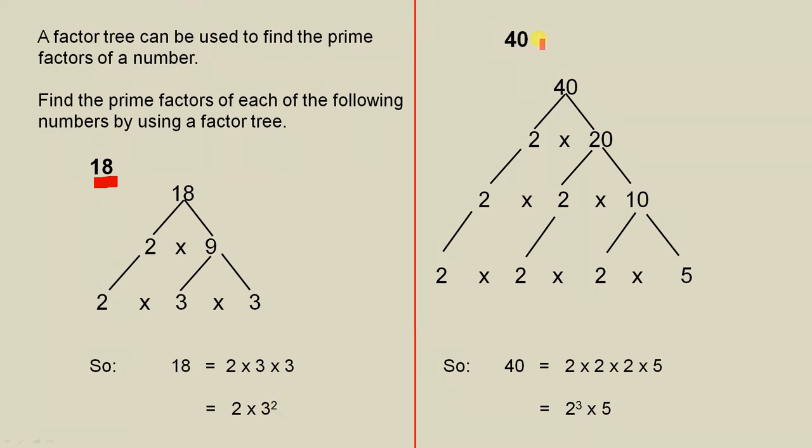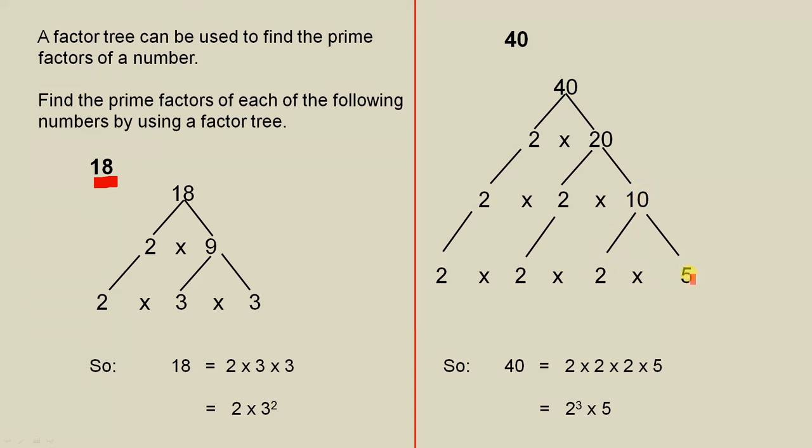Let's look at 40. So we put 40 there. Now 40 is an even number, so we know that 2 divides into it. So we have 2 times 20, that gives us 40. Now we put the 2 here. Now two numbers multiplied together to give us 20 will be 2 times 10. So we continue that 2 down there. Two numbers multiplied together to give us 10 will be 2 times 5.